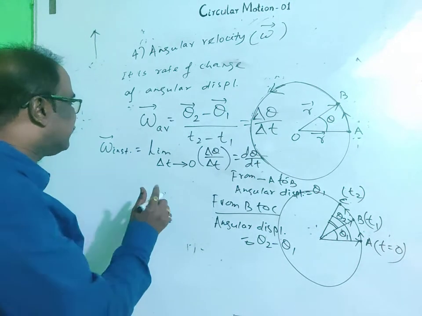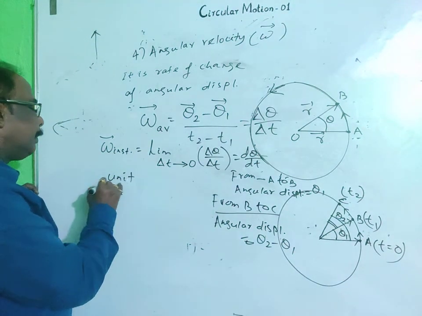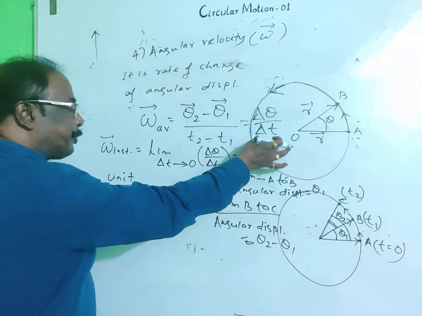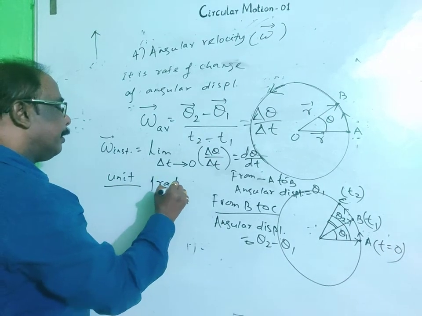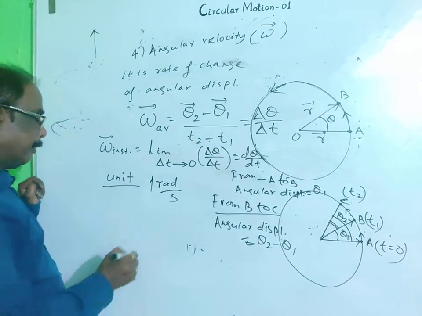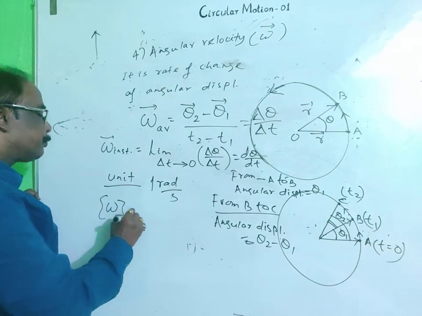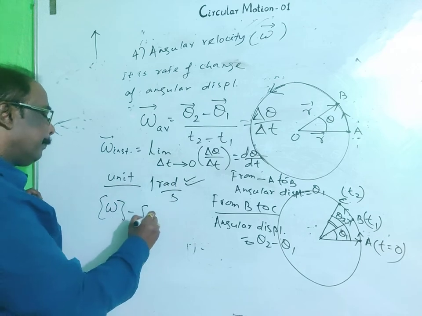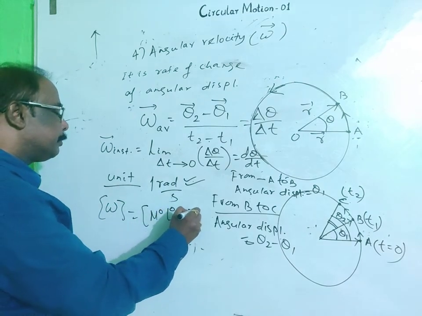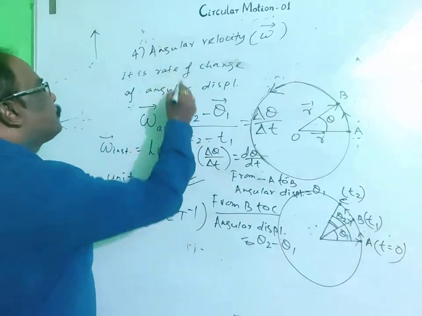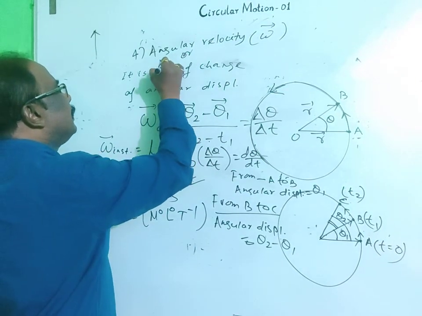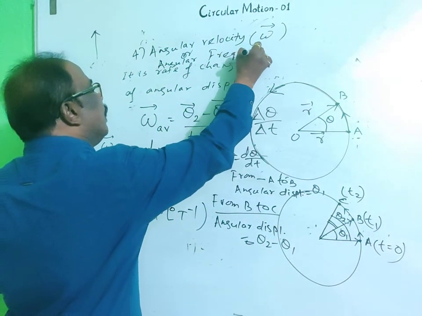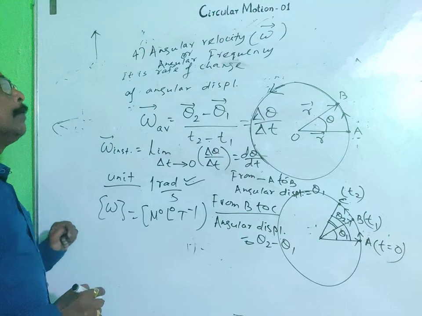Then what is the unit of angular velocity? Angle upon time. This is angle, this is time. Angle is radian, plane angle. Time is second, so radian per second. And the dimensional formula of angular velocity: radian has no dimensions, then 1 by time, so M to the power 0, L to the power 0, T to the power minus 1. So angular velocity is also called angular frequency.